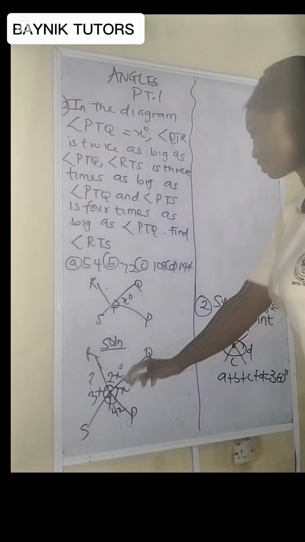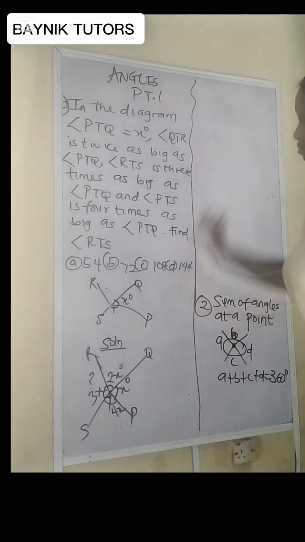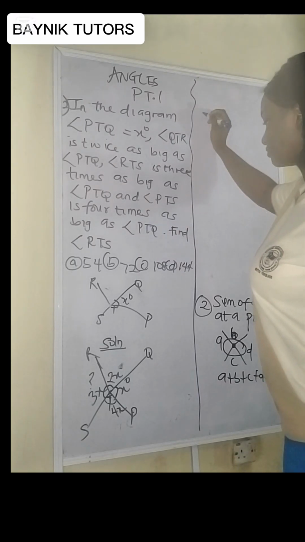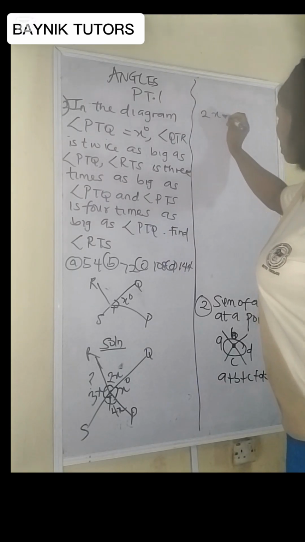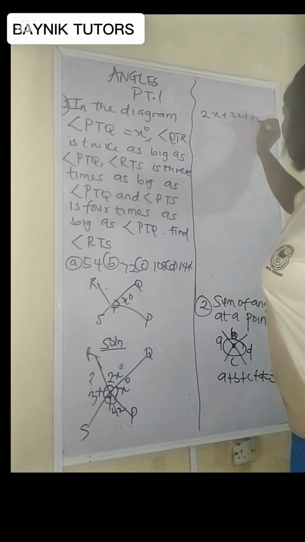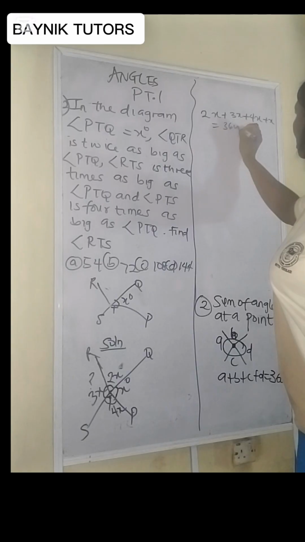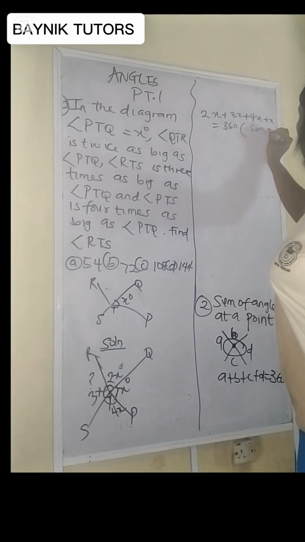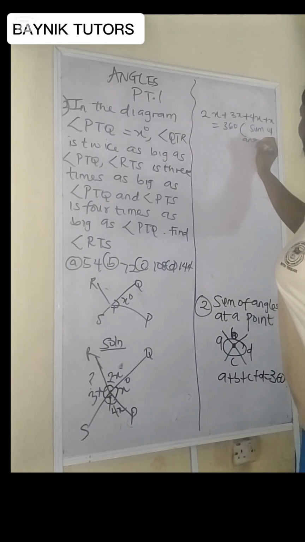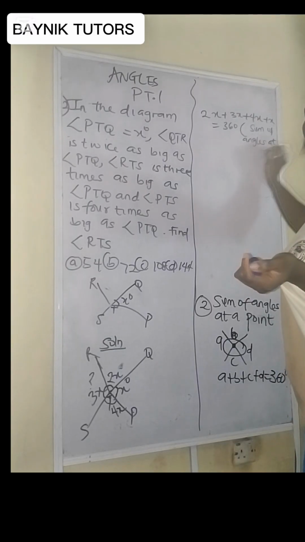So what are we going to do? We are going to use the sum of angles at a point. Everything added together equals 360. So let's do that now. We now have 2x plus 3x plus 4x plus x equals 360. Sum of angles. If you are writing exams that are related to theory, always specify at a point.